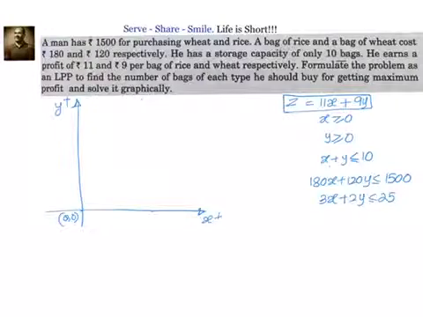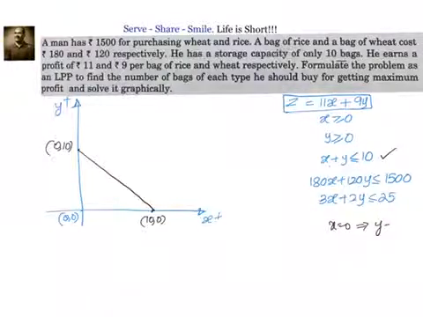So the point will be (10, 0), and the other point will be (0, 10). So this is our line x plus y equal to 10. Then the next one, what we have to do is 3x plus 2y less than or equal to 25. Put x equal to 0, then we will get y equal to 25 by 2. Put y equal to 0, we will get x equal to 25 by 3.